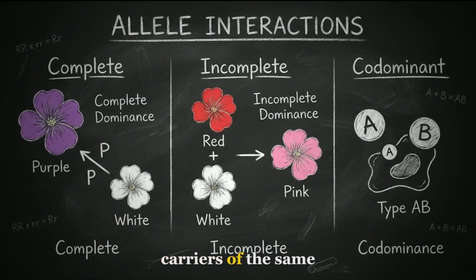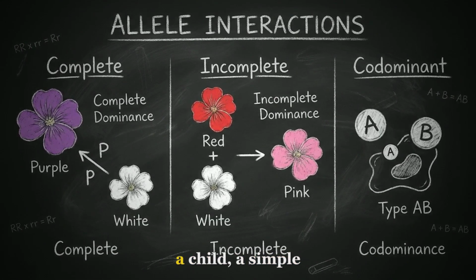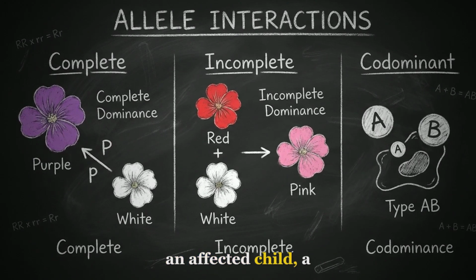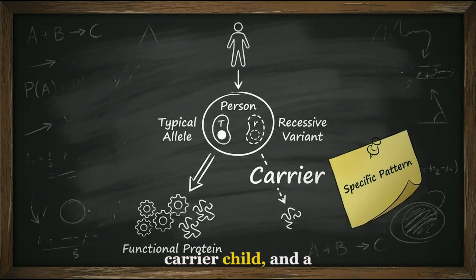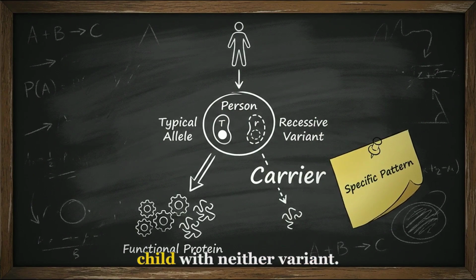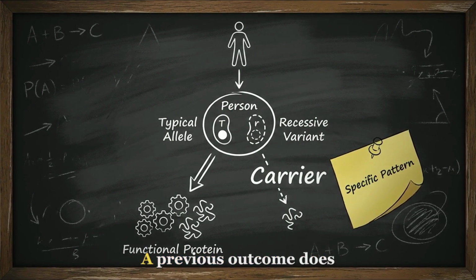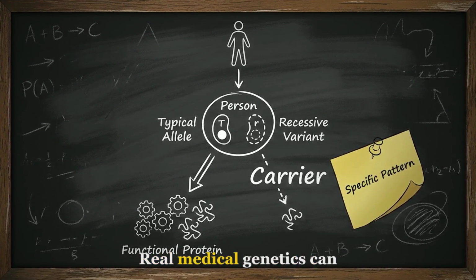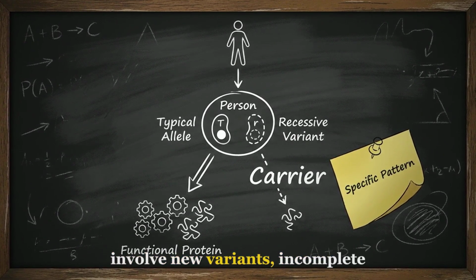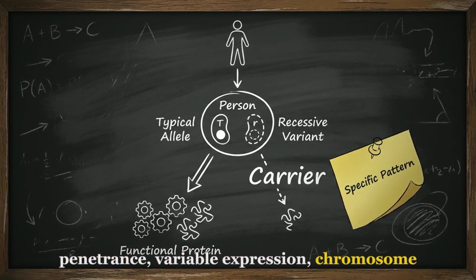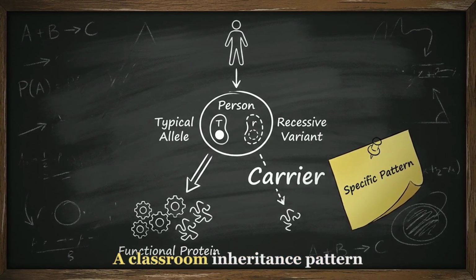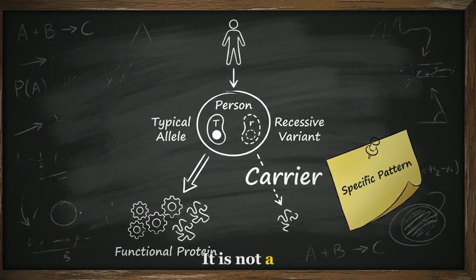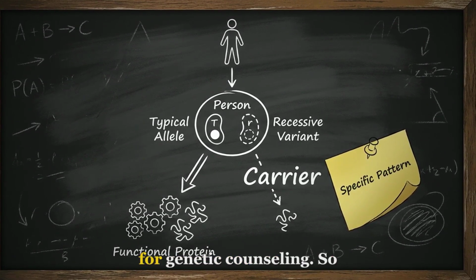If 2 carriers of the same autosomal recessive condition have a child, a simple Punnett square gives an expected 1 in 4 chance of an affected child, a 1 in 2 chance of a carrier child, and a 1 in 4 chance of a child with neither variant. Each pregnancy is independent. A previous outcome does not change the probabilities for the next pregnancy. Real medical genetics can involve new variants, incomplete penetrance, variable expression, chromosome conditions, and environmental effects. A classroom inheritance pattern is useful for learning. It is not a diagnosis or a substitute for genetic counseling.